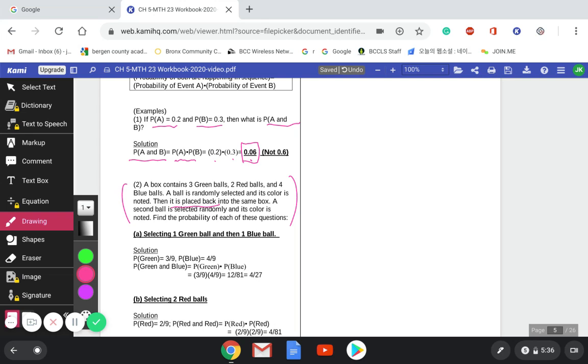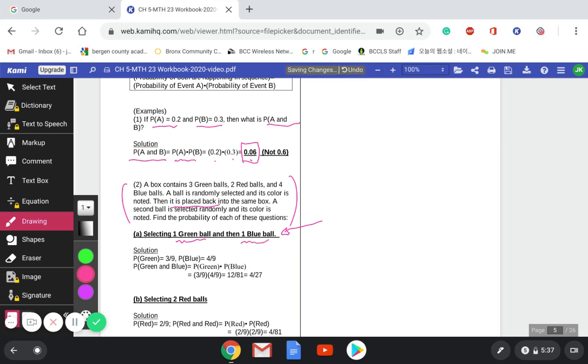If you don't put it back, then event B, the second event, will be affected by event A because the situation has not been restored to the same condition. You didn't put that ball that you just picked back into the box. So they are independent.